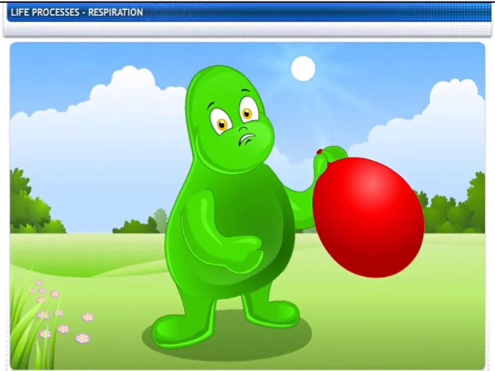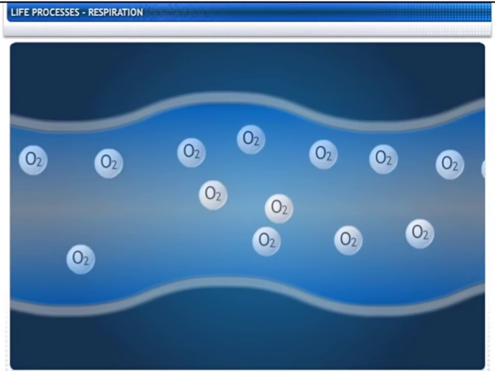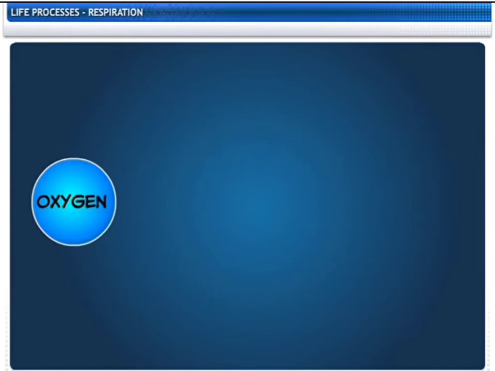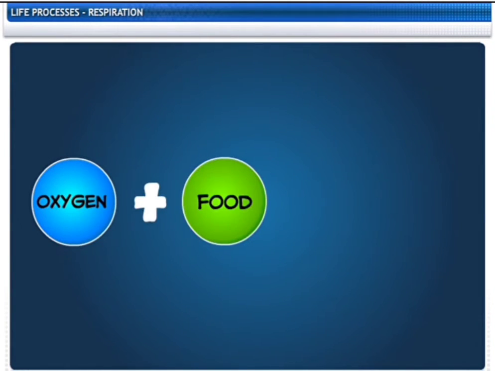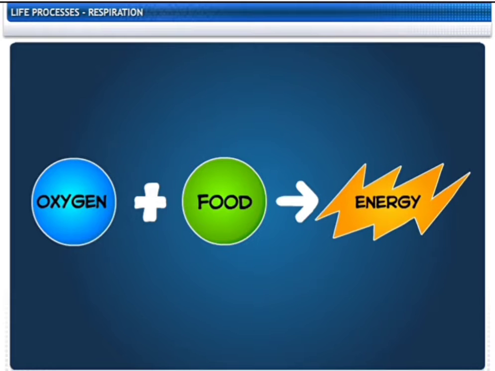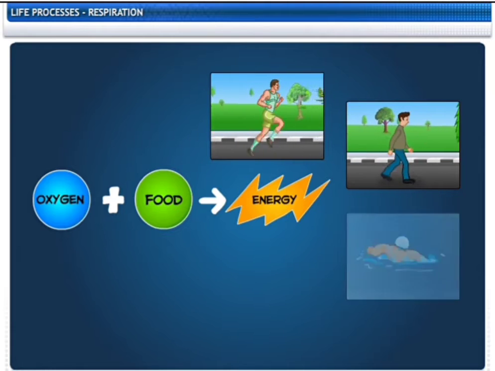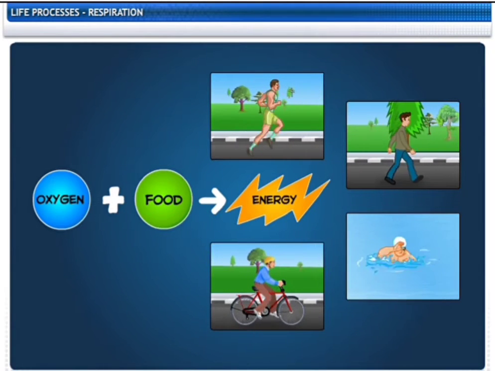I am out of breath. Let me get some air. Air is vital for us as it contains oxygen. Oxygen is used to break down the food we eat into energy. This energy, in turn, is used by us for various activities like running, walking, swimming, and cycling.